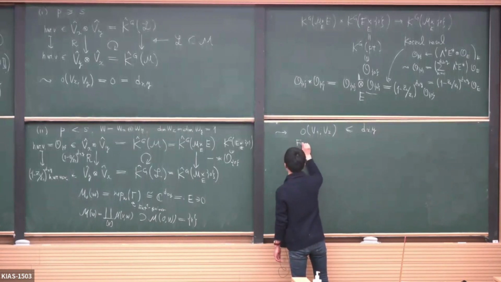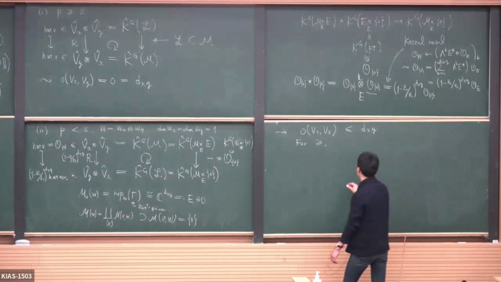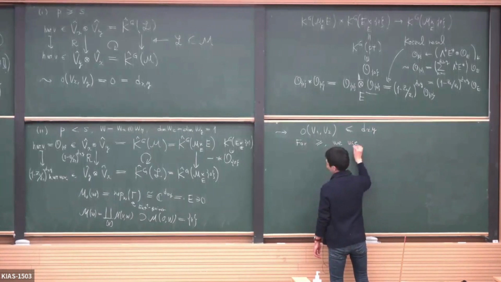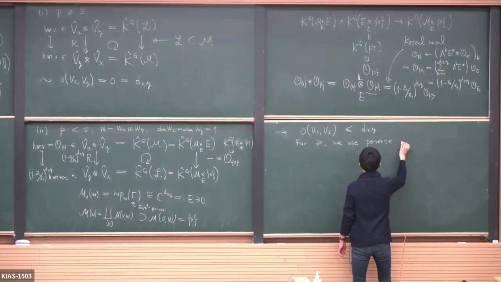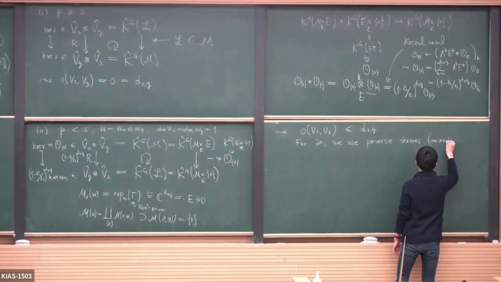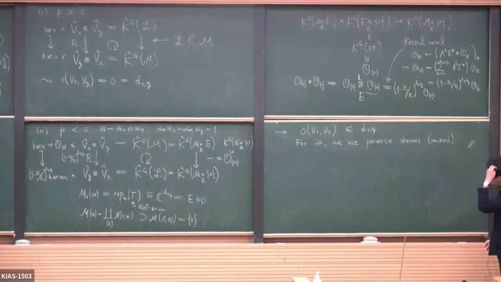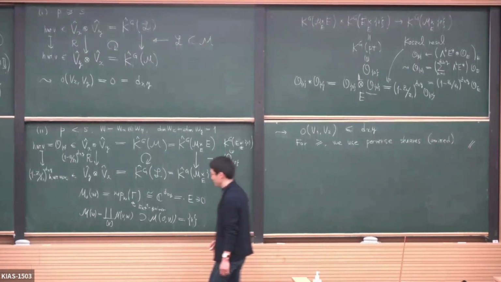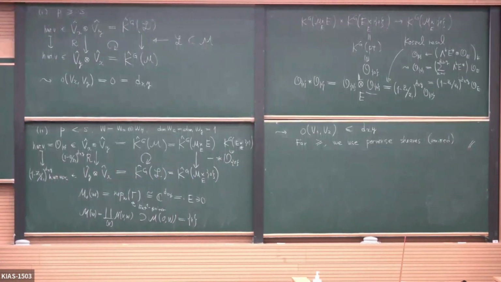And for the opposite inequality, we use another technique, some perverse sheaf theory, but I omit it because I have never explained perverse sheaves in my talk. But there is a way to see this opposite inequality. Basically, this is the reason why we get this equality from geometric information. Okay.